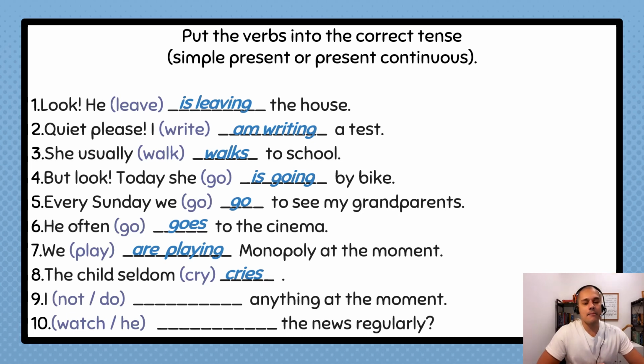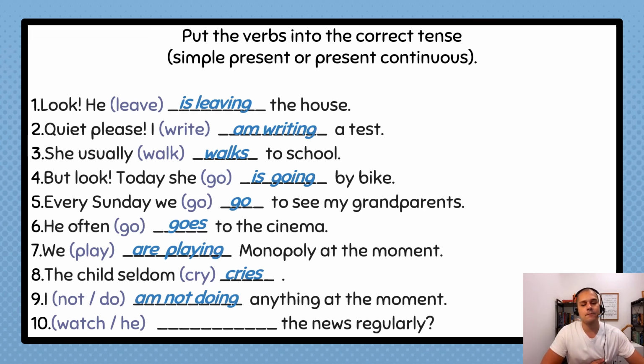Number 9, I blah blah blah anything at the moment. Look here, at the moment, present simple? Mm-mm. At the moment, present continuous. Good choice. All right, but it's a negative. The negative form of the present continuous is with the negative form of the verb to be plus ing of the main verb. So, I am not doing anything. I'm not doing anything at the moment.